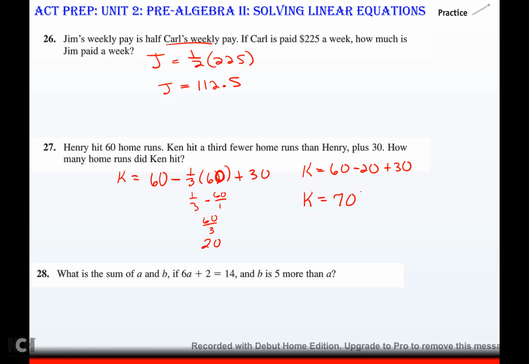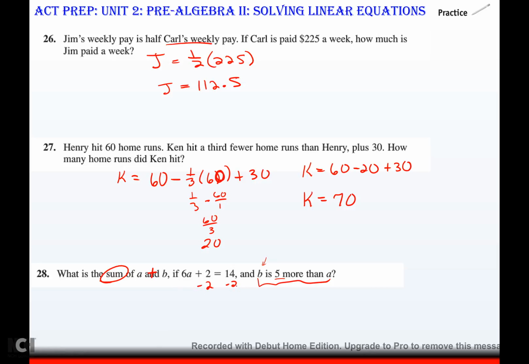Okay, 28. What is the sum? That means they want me to add A and B up. But they don't give me A and B. They give me an equation with A in it, and they tell me a clue about B. Well, if I can figure out what A is, then I can just add 5 to it, and that would tell me B. So I'm going to solve this equation for A.